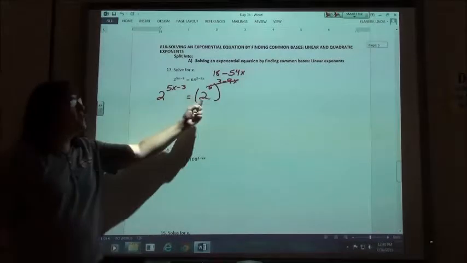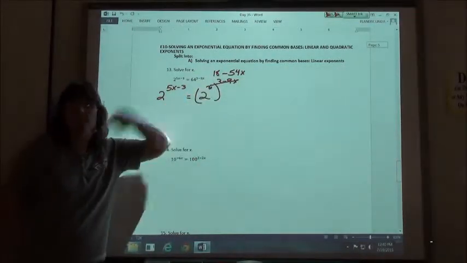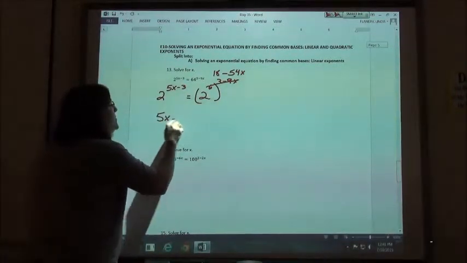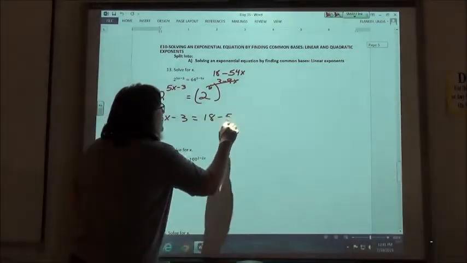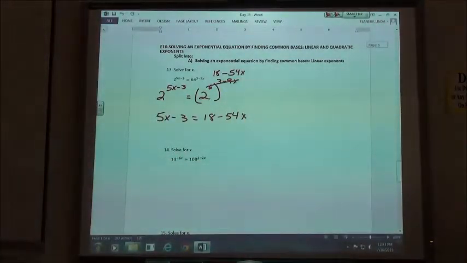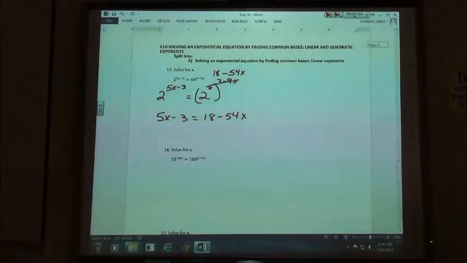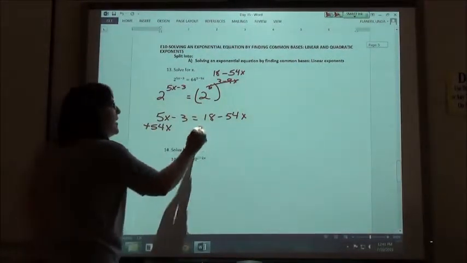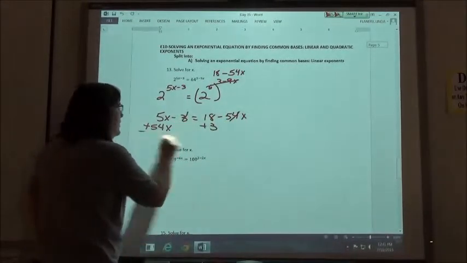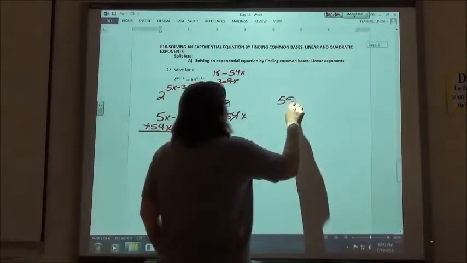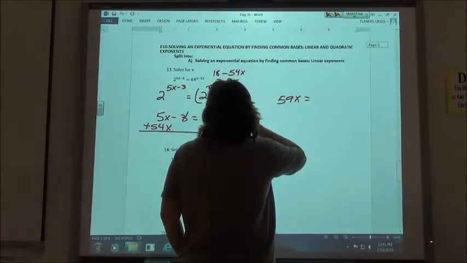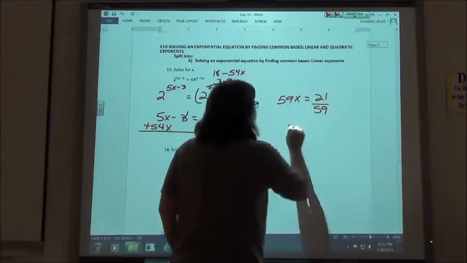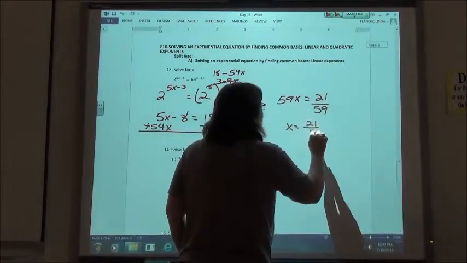Now, since my bases are the same, my exponents would have to be equal, so I can basically just ignore that 2 is there. 5x minus 3 equals 18 minus 54x. So I would probably go ahead and add my 54x and add my 3. 59x equals 21. So x is going to equal 21 over 59.